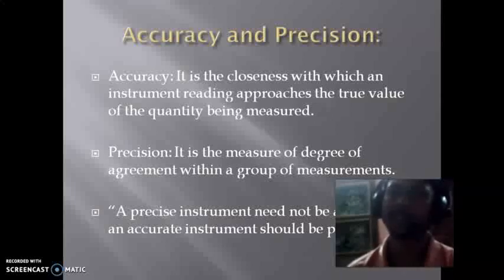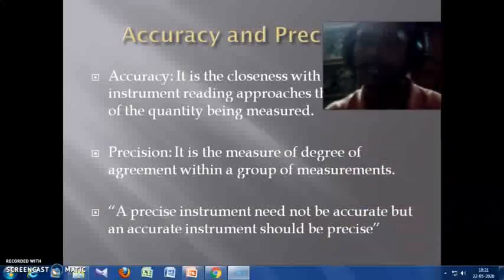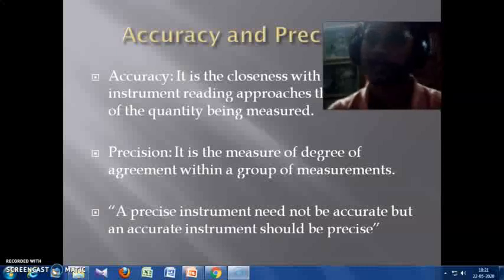Next I am going to discuss a statement which is very important. That is, a precise instrument need not be accurate, but an accurate instrument should be precise. Now for this statement, we will take an example to understand it. Basically we will take 2 voltmeters that are identical. Practically it is not possible, but theoretically we accept that these two instruments are identical, same make, with the same characteristics.